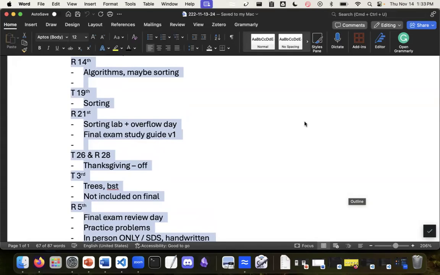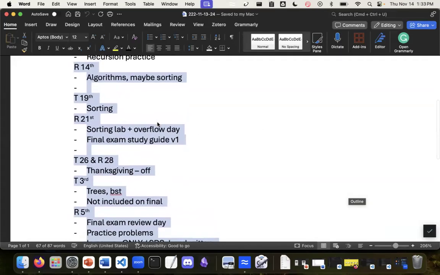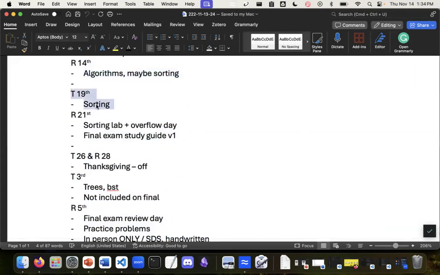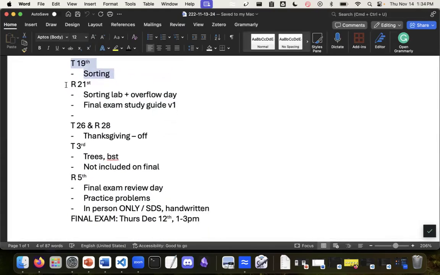Okay, so today marks we're one class period closer to the final exam. So today we're talking about algorithms. Maybe we'll get to sorting, maybe not, we'll see. Next Tuesday, we'll definitely be working on sorting. Next Thursday, depending on how fast we go, we may have a lab that day. And I'll try and have the study guide for the final up for you.